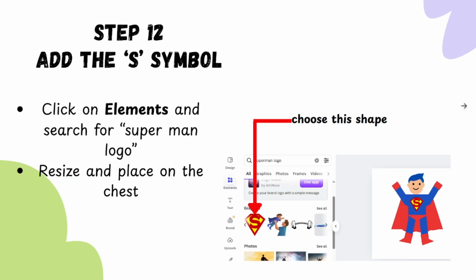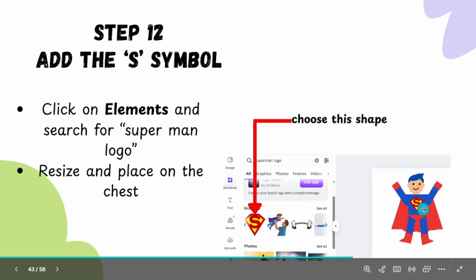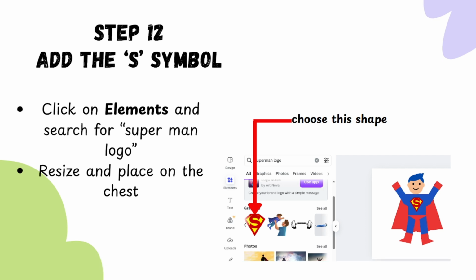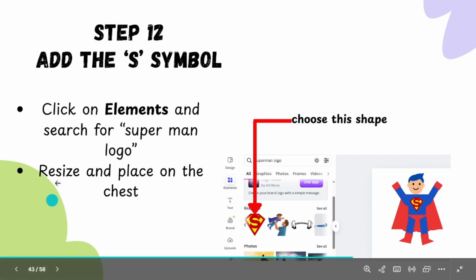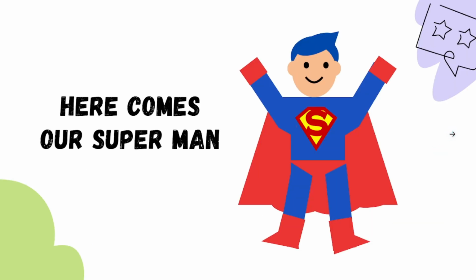So the next step is for us to add the Superman logo or symbol, right? The Superman logo or symbol. So we do this one by simply going to the elements and you search for Superman logo. Then you see this particular one, then you get it, resize it how you want it to be, and then place it on the chest. So here comes our Superman.